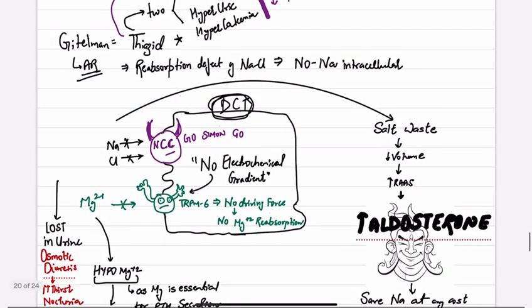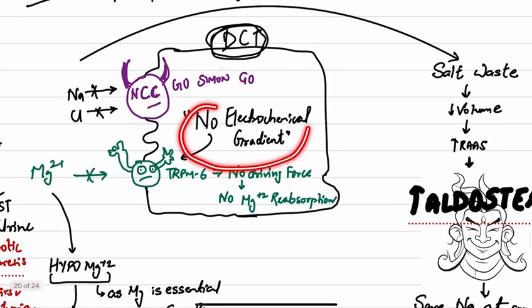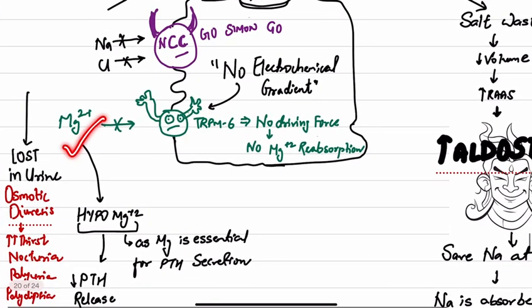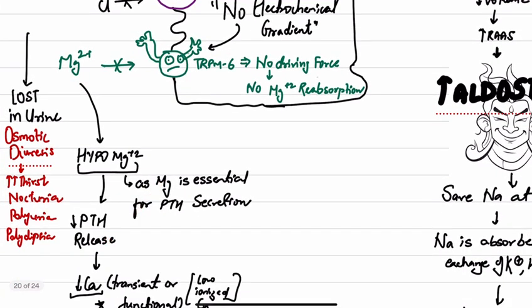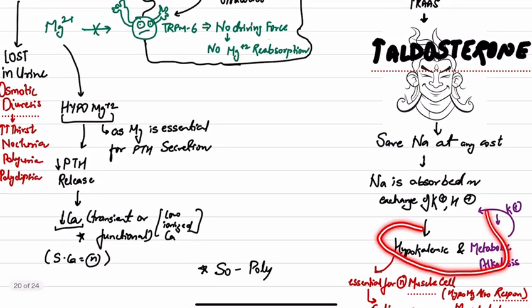So in Gitelman syndrome there will be an NCC defect. By this there is no electrochemical gradient in the cell, and TRPM6 does not work, so magnesium will be lost. The PTH role will come here. Osmotic diuresis will cause thirst, nocturia and polyuria. The aldosterone will ultimately cause metabolic alkalosis and hypokalemia.